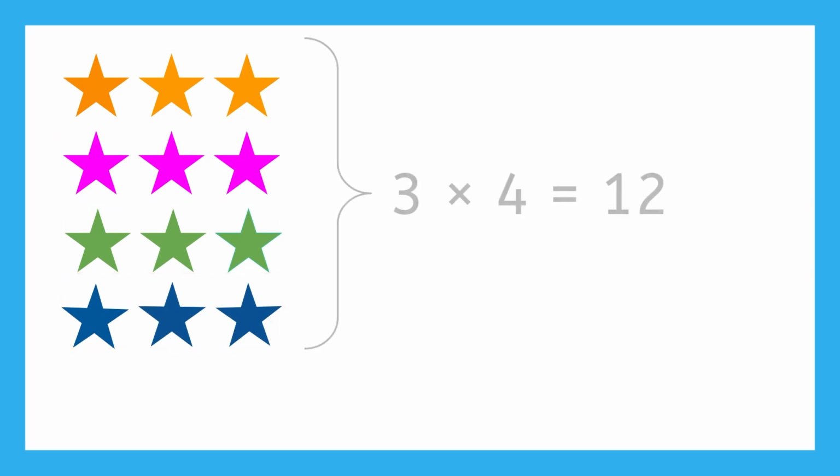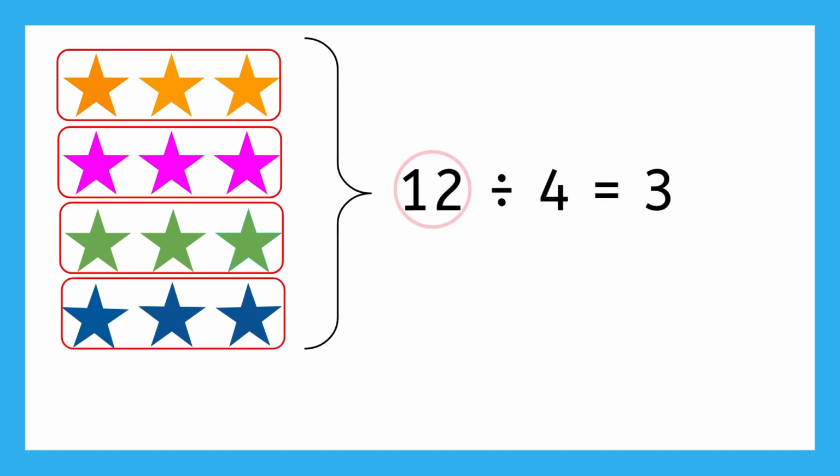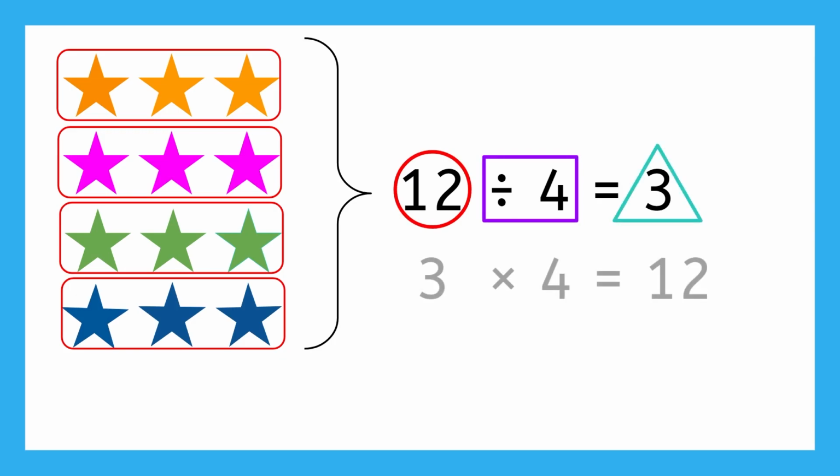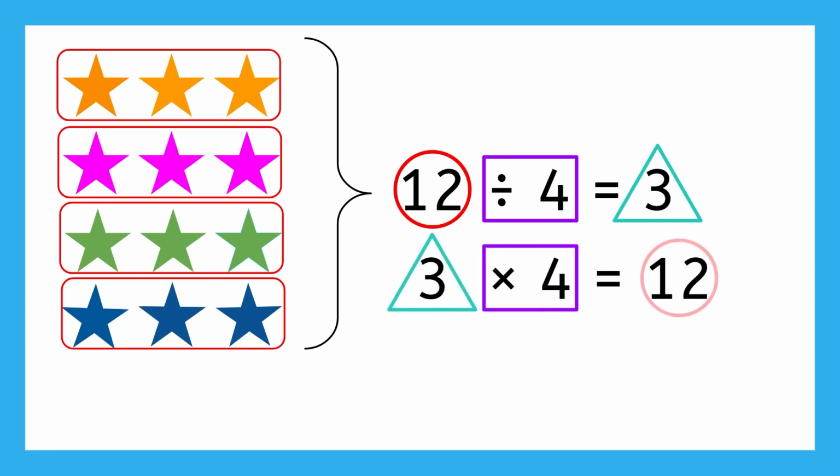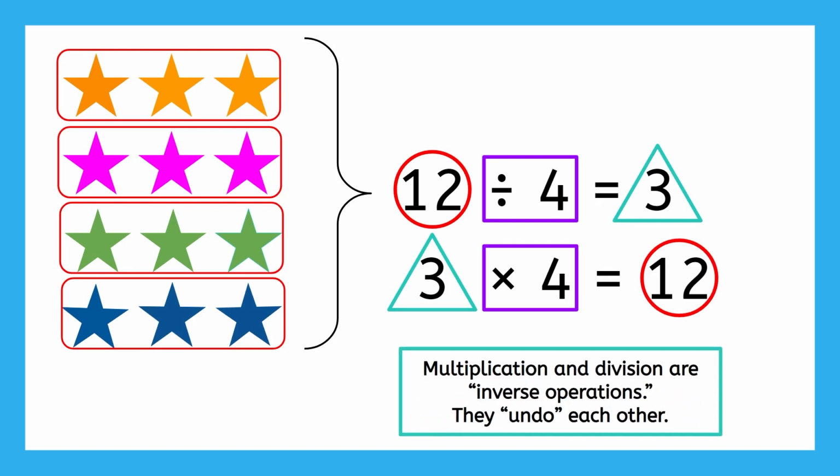If I have 4 groups with 3 stars each, then I know I can multiply 3 by 4, and it tells me that I have 12 stars total. And then I can do the inverse operation. If I have 12 stars and want to divide them into 4 equal groups, I can use division to find that 12 divided into 4 equal groups gives me 3 items in each group. Just as 3 times 4 is 12, 12 divided by 4 is 3. Multiplication and division are also inverse operations.